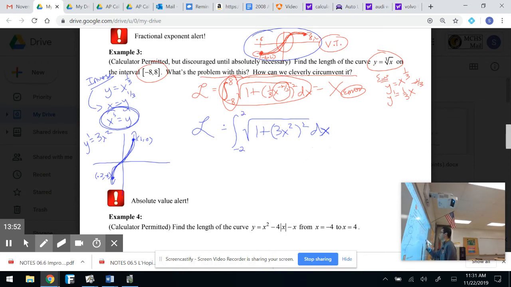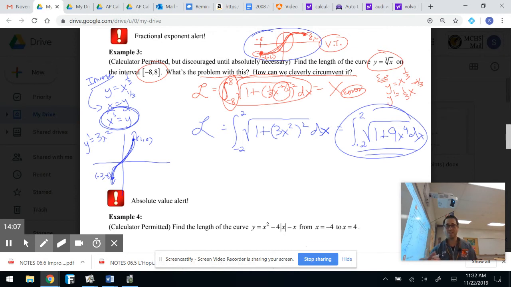All right, let's simplify this and see if I would need a calculator. Okay, booyah. 1 plus 9x to the 4th. Okay, can't do that antiderivative, so now you're allowed to use a calculator. Now, guess what? If you use your calculator, it should work out in that one. What did I get here as an answer? I got an answer of 17.261.